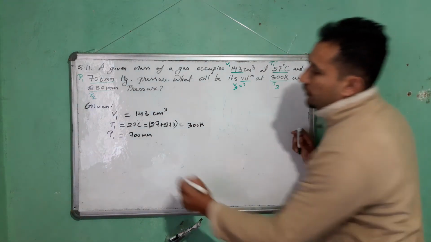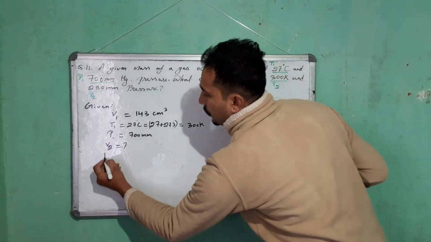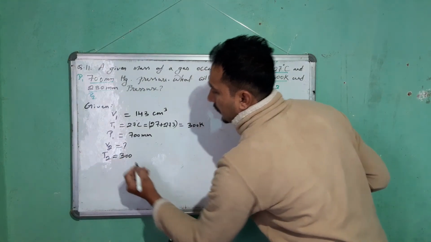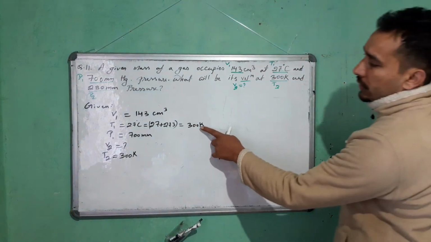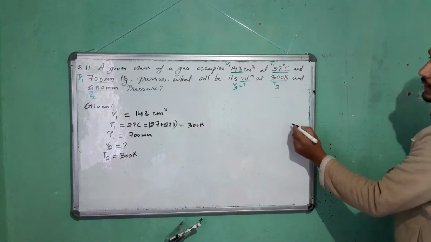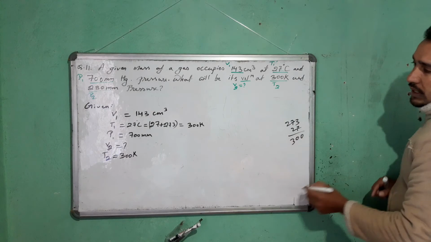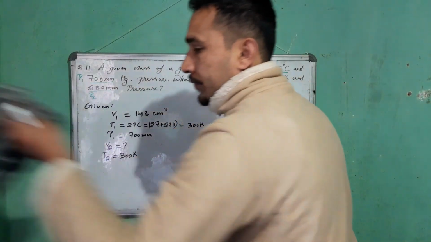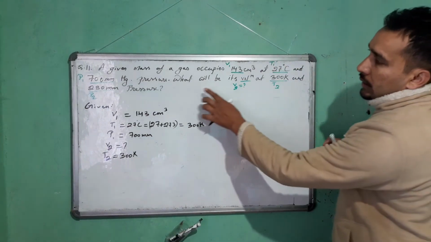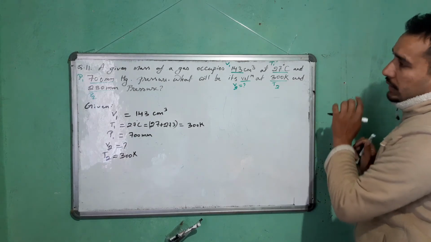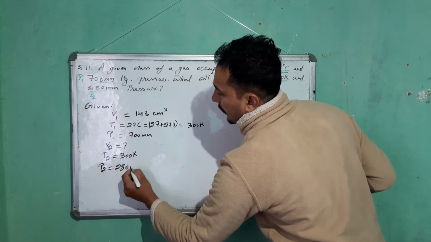What will be its volume? V2 we have to calculate at 300 Kelvin. T2 is given, 300 Kelvin. That means temperature is kept constant. Again, I'll check it: 273 plus 27 will be 300. Temperature remains constant. What will be its volume at 300 Kelvin and 280 mm? Okay, P2 is equal to 280 mm.